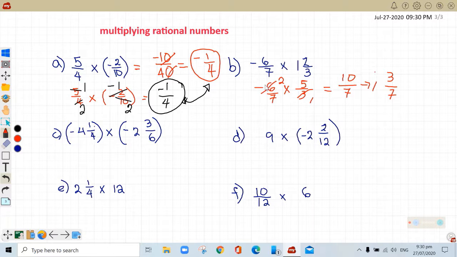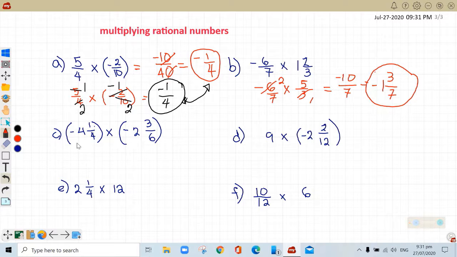But look at this one, it's negative. So, this one will be negative 2 times 5, that will be negative 10. So, the final answer here will be negative 1 and 3/7. Let me just write this properly. Okay, so the answer here is negative 1 and 3 over 7. Okay, so that's how we do it.